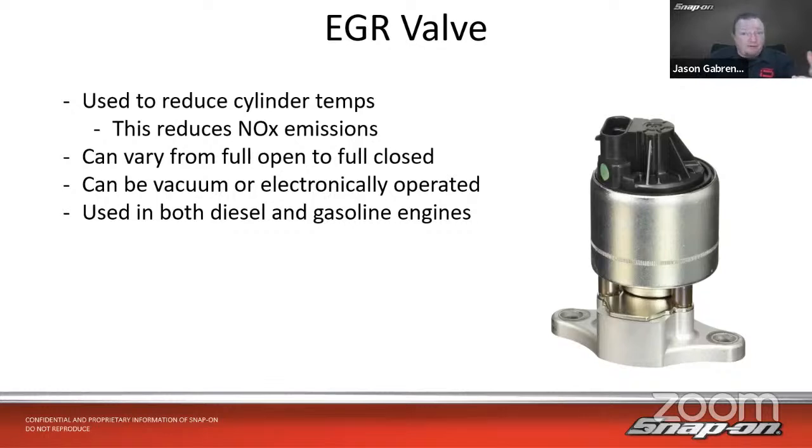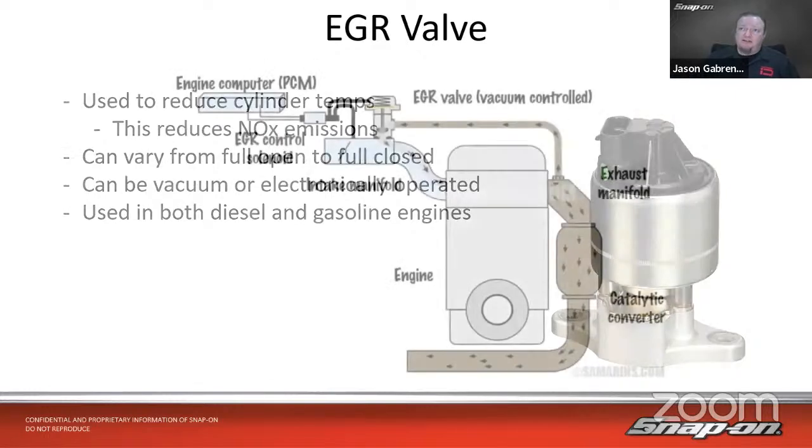Now, it can vary from fully open to fully closed and usually anywhere in between. There's two different types. It's vacuum controlled or electronically operated, which would be more like a stepper motor. So that gives us a lot more control over how wide it's opening. And it is used in both diesel and gasoline engines out there. Probably nowadays it's more prevalent on the diesel side of things because they're working pretty hard to get those emissions down. But you definitely see them on gasoline engines nowadays as well. I think maybe they were a little more popular on gasoline engines back in the day. They've done a lot better job with direct injection and things like that to help mitigate some of that. But yeah, they're still out there. You'll still see them today.